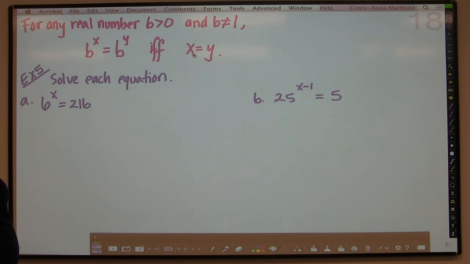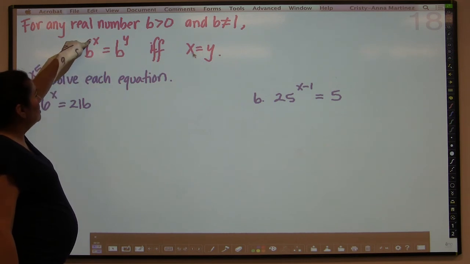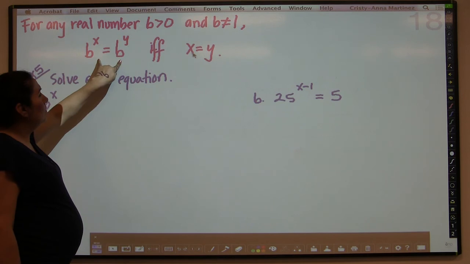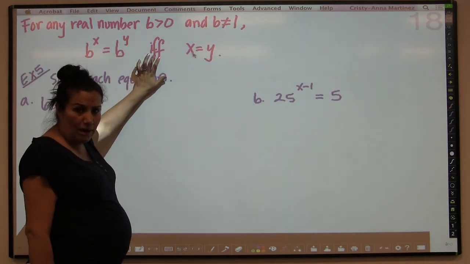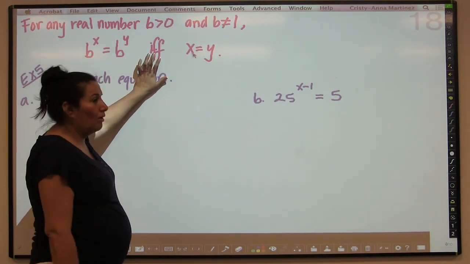So our last example states, for any real number b greater than 0, so this time b has to be bigger than 0, but it can't be 1. So it can be like 1/2, but it can't be 1. What it's saying here is that if you have the same base, b to the x equivalent to b to the y, these two things will only be equal to each other if and only if. When you see that double F there, I'm not misspelling the word if. It's not pronounced if, okay?